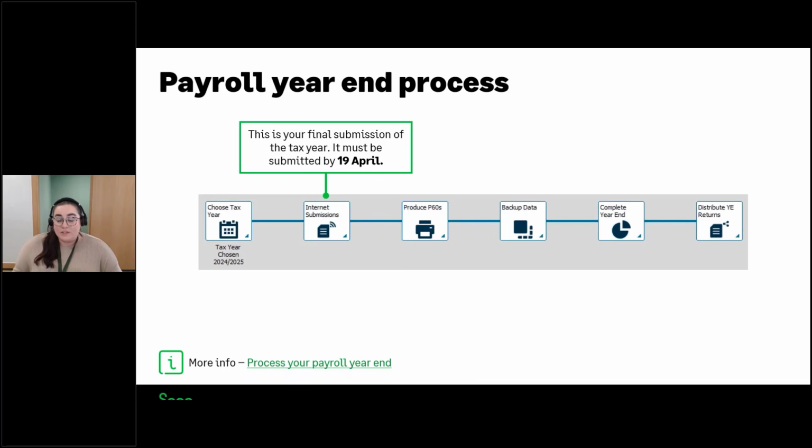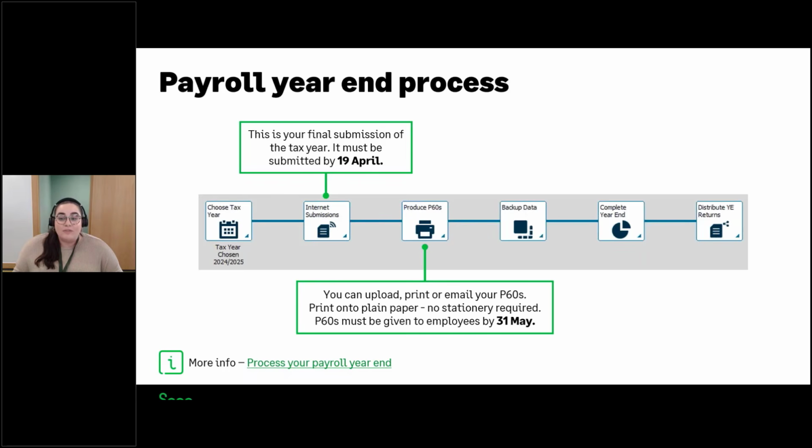It is an employer payment summary or an EPS, but it is different to the normal EPS, as I said, that you would send if you were reclaiming statutory parental payments, for example. After this, step 3 is to produce your P60s. So these must be distributed to your employees by the 31st of May. And there are a few different ways that you can produce these P60s in Sage 50 Payroll. So I'll give you a bit more information on each of those options very shortly.